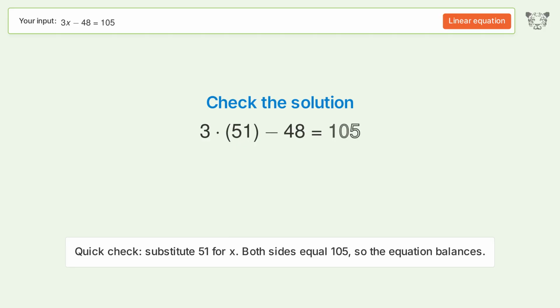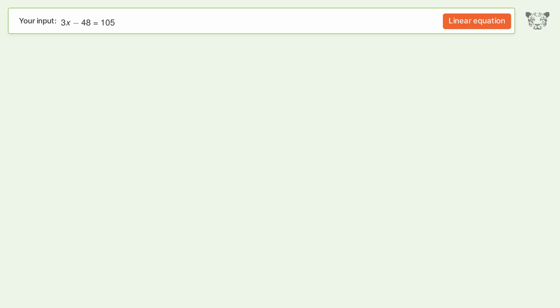Quick check. Substitute 51 for x. Both sides equal 105, so the equation balances. So, x equals 51.